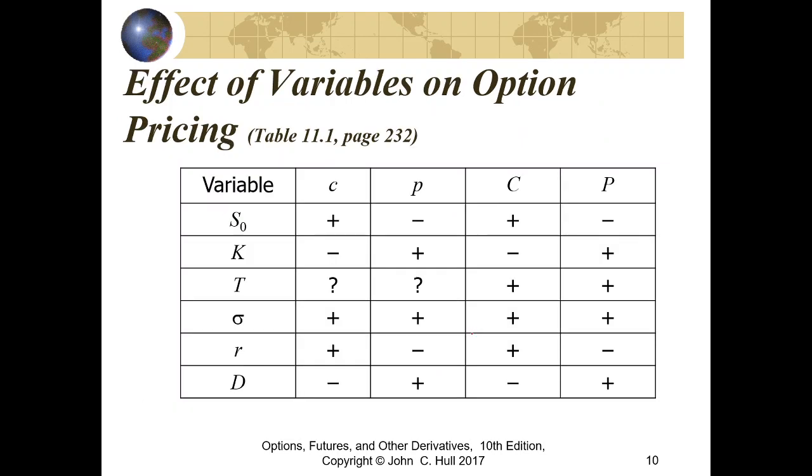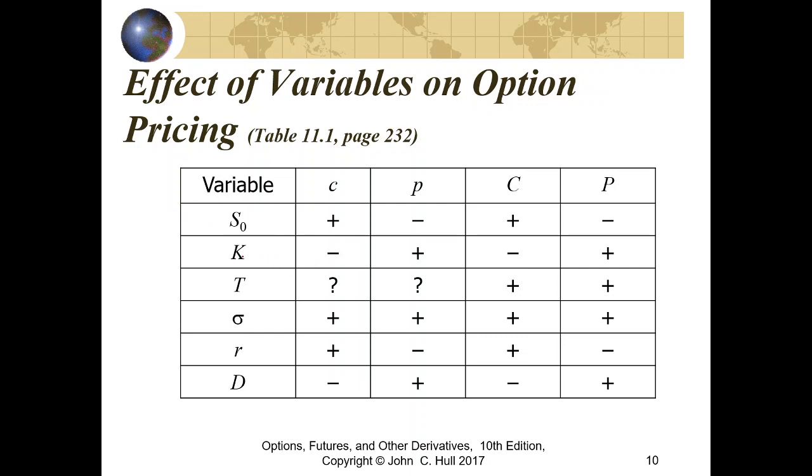Okay, this table will summarize the effect of each of the 6 factors on both European and American options. The relationship between the spot price and the call option price, whether European or American, is positive, and it is negative when we compare the underlying spot price and the put option price. How about the effect of the option strike price? Well, it's the opposite of the effect of the stock price.